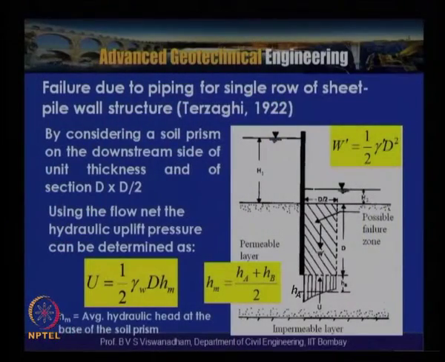In order to address the case study we are going to discuss, let us recollect what we discussed in the previous lecture. To check against piping failure for a single row of sheet pile wall, Terzaghi gave a method for checking the stability of a soil prism in front of the row of sheet pile wall.